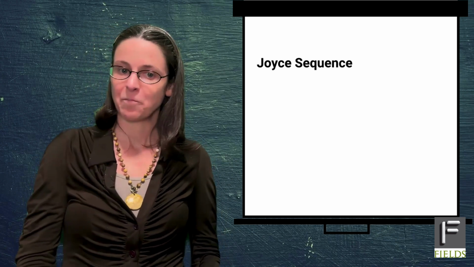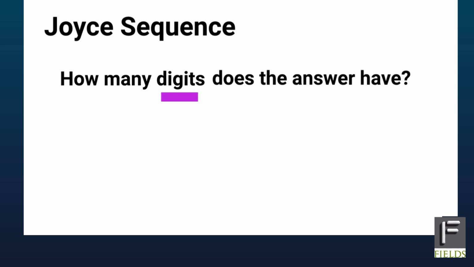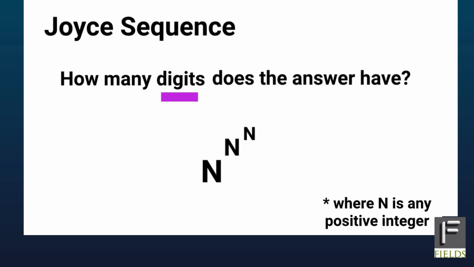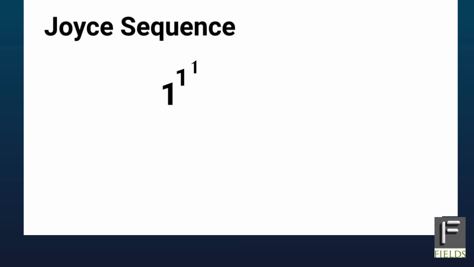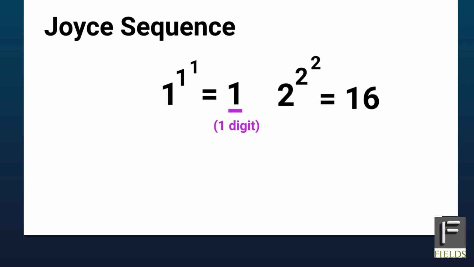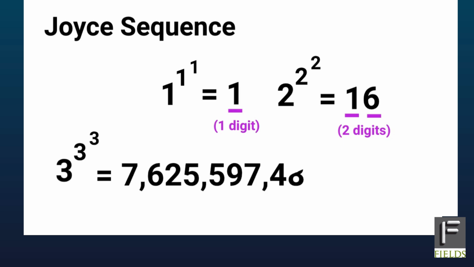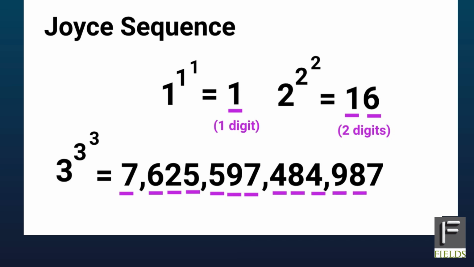And here's how it works. The sequence is made up of the number of digits in the answer to n to the power of n to the power of n. For example, 1 to the power of 1 to the power of 1 equals 1. 1 digit. So its Joyce sequence number is 1. Or 2 to the power of 2 to the power of 2 equals 16, which has 2 digits for a Joyce sequence number of 2. Or 3 to the power of 3 to the power of 3 equals 7,625,597,484,987, a 13-digit number.